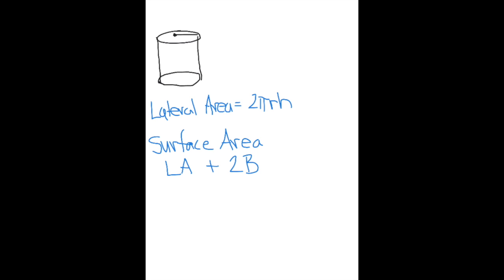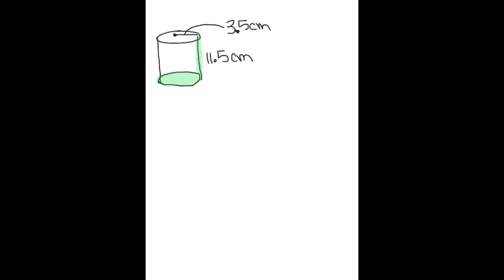Once we have found the lateral area, we can use that to find the surface area of the cylinder. So we're going to take the lateral area plus 2 times the area of the base. Remember, for a circle, to find the area of the base, you take pi times r squared. So we're going to find the surface area of this cylinder.